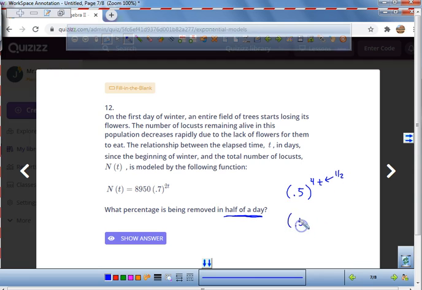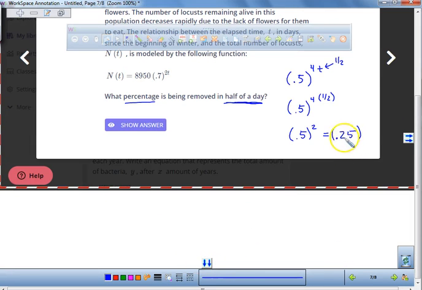So watch this. I do 0.5. I do 4 times what number? 1/2, which becomes what? 0.5 squared. 0.5 times 0.5 is 0.25. So what percentage does it keep? It keeps 25%, but what percentage is being removed? 75%.